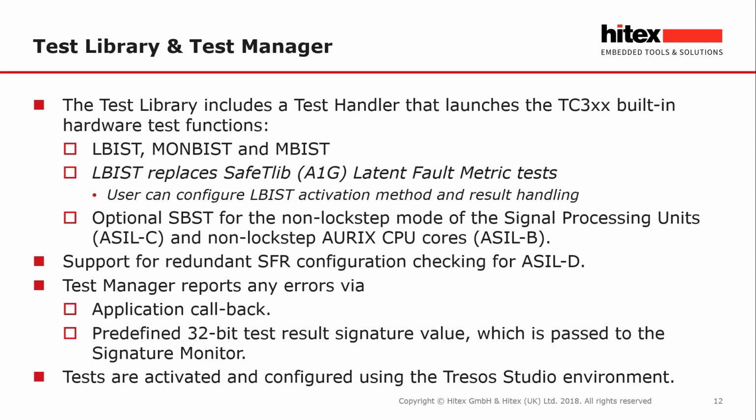Now the test manager handles the errors coming back from these tests, and the errors are reported in two ways. There's an application callback, which will allow the application to be informed directly that there's been some kind of safety problem, and the application then can take some necessary steps. But at the same time, there's a test signature of 32 bits in length, which is associated with each test, which is passed back ultimately to a signature monitor. And the signature monitor is the thing that determines whether there is a sufficient problem to cause the external watchdog to time out and reset the system, or at least put the system into a safe state.